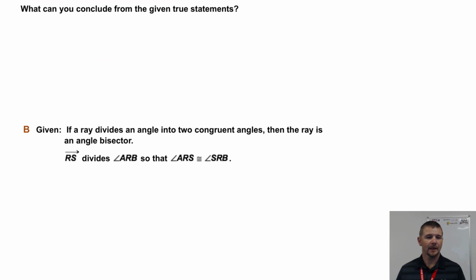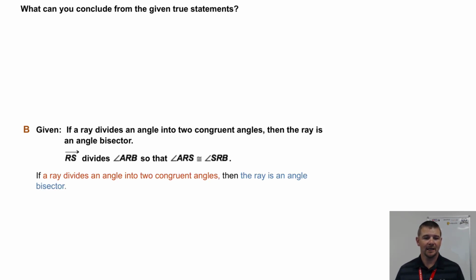Part B. Given: if a ray divides an angle into two congruent angles, then the ray is an angle bisector. Ray RS divides angle ARB so that angle ARS is congruent to angle SRB. Draw a sketch if necessary.